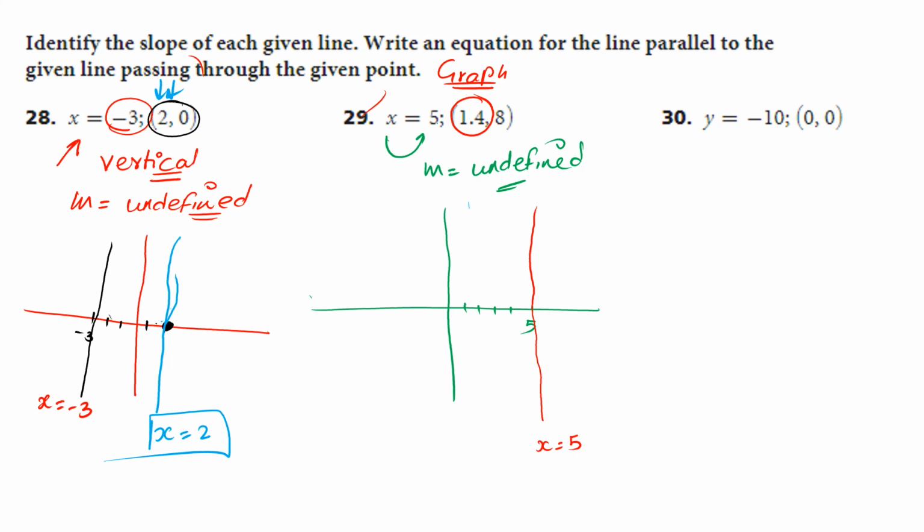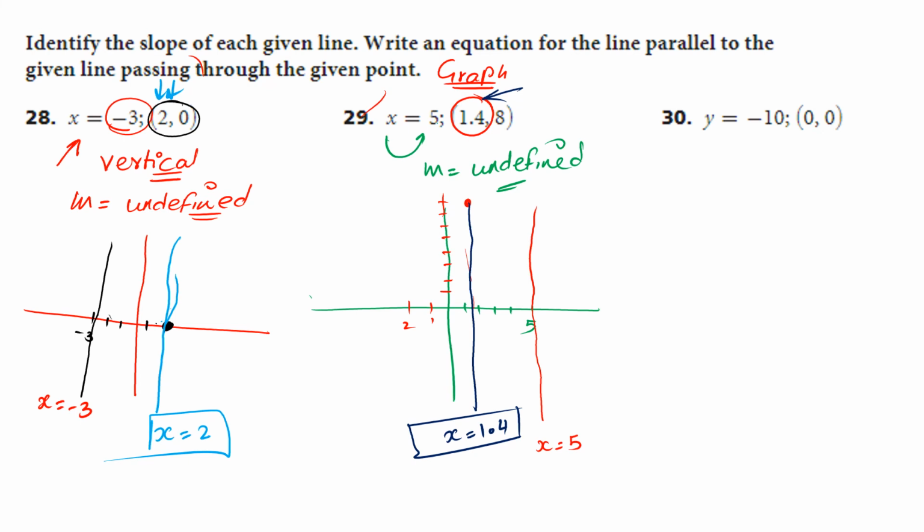Now it is (1.4, 8). 1, 2, 3, 4, 5, 6, 7, 8. The point (1.4, 8) is here somewhere. Draw a line that is parallel to the red line. So we will get this one. Only take the x value, and that would be the equation of that line.